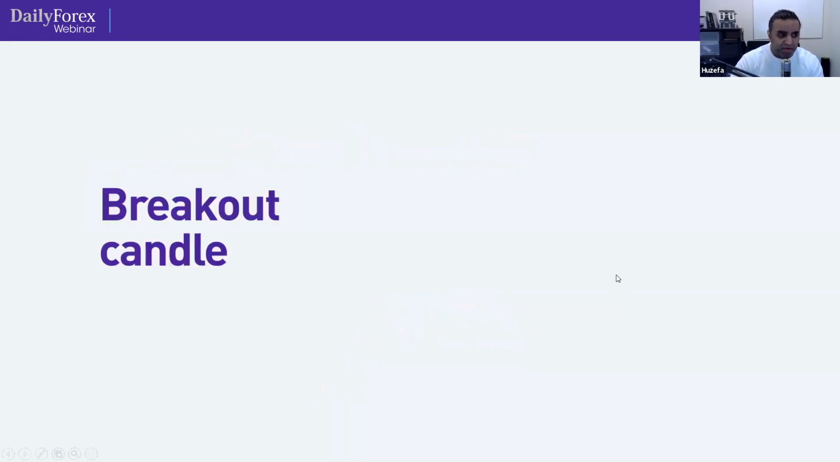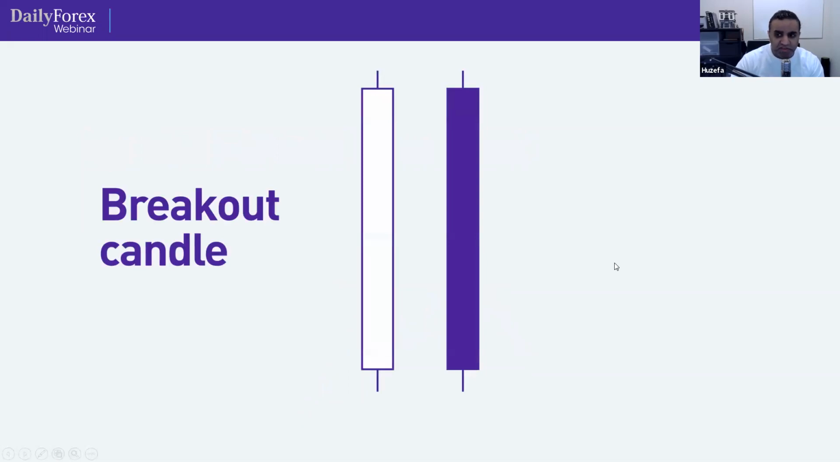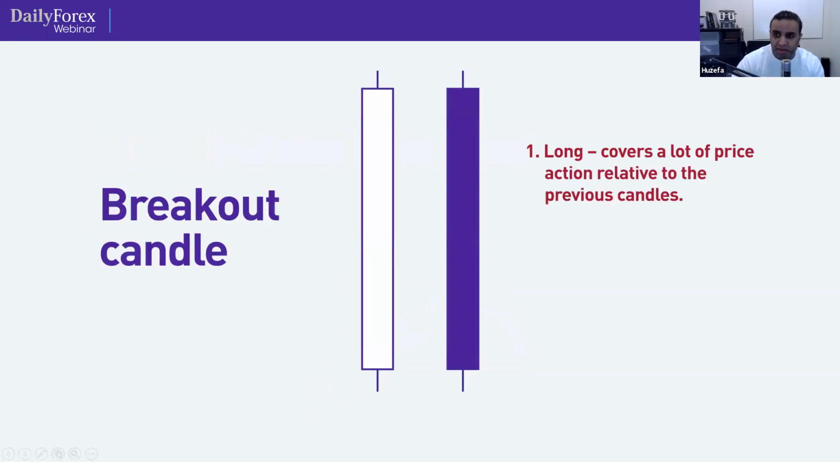So the first thing I want to talk about is specifically a breakout candle. What are the features of a breakout candle? There's three key features I want to talk to you about. Firstly, a breakout candle is long, covering a lot of price action relative to the previous candles. So what's the definition of long? Is it 20 pips, 50 pips? It really depends on the time frame you're looking at. 50 pips on an hourly candle is really long. It's nothing on a daily candle, it's nothing on a weekly candle. So it's relative to the previous candles. Firstly, you want the breakout candle to be long.